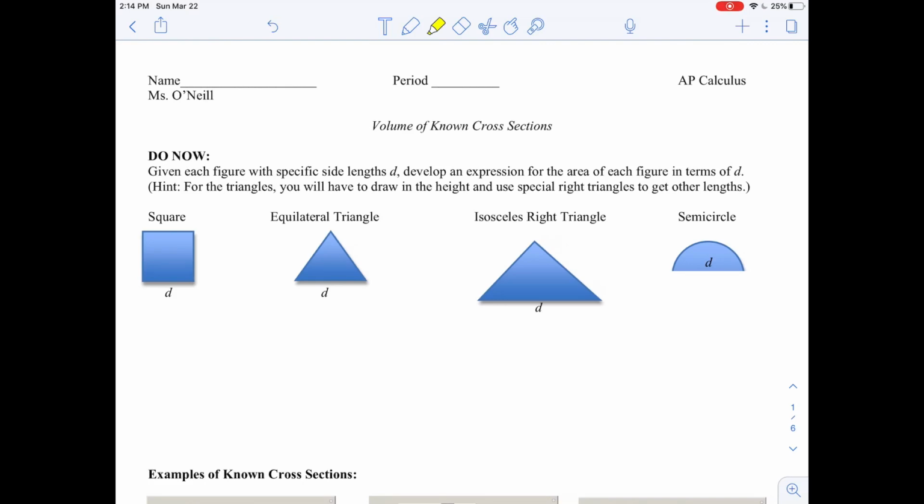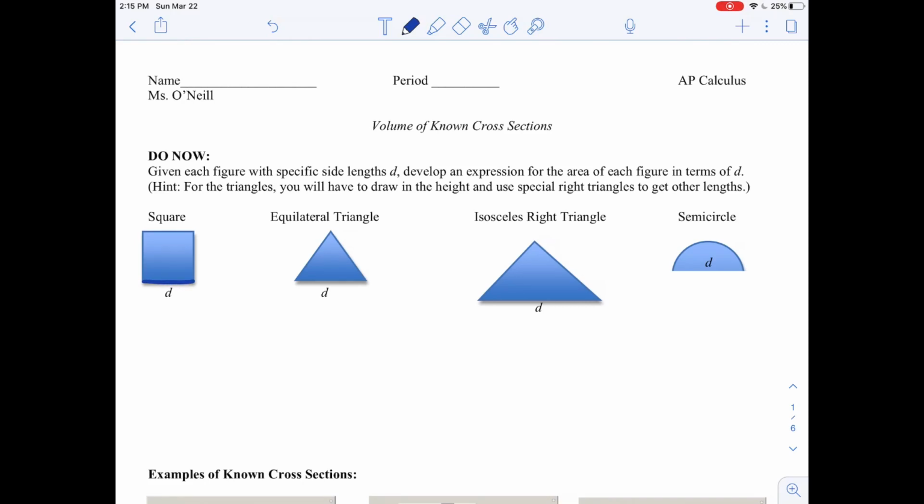Okay, so let's take a look at the do now for today. Today we're talking about volumes of known cross sections, and before I go into my whole explanation of how you actually make these figures, it's going to be helpful to understand how to make the area of a square or equilateral triangle or isosceles right triangle or semicircle based on just knowing one side length.